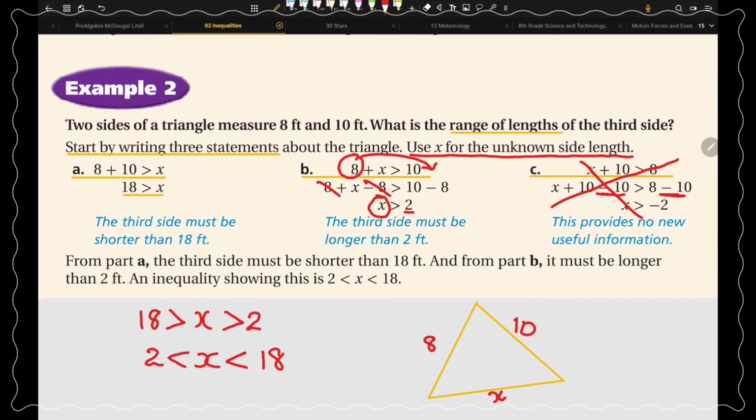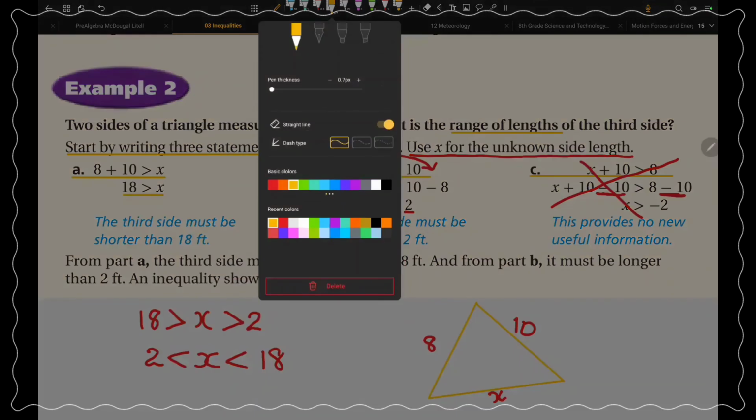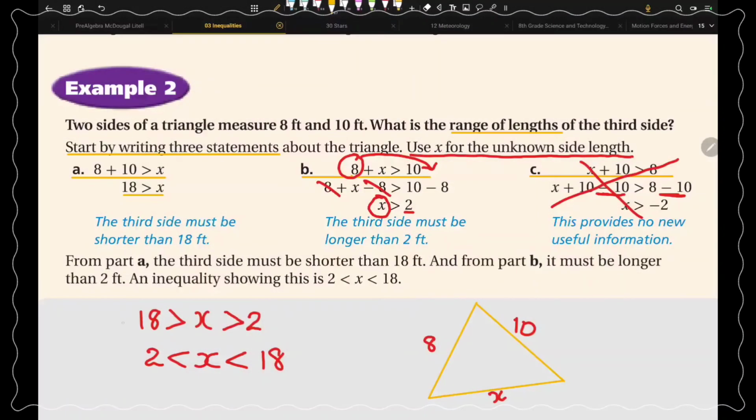Note that these two inequalities are saying the same thing, alright? So this one is saying x is smaller than 18, but bigger than 2. Whereas this one is saying x is bigger than 2, but smaller than 18. So they're saying the same thing. They're just written differently. And here is the solution that this text provides. This is written exactly like the second one that we did. But both of them are equivalent.